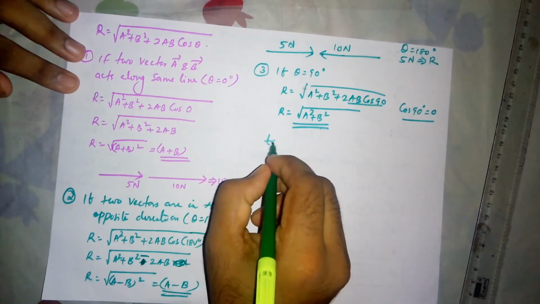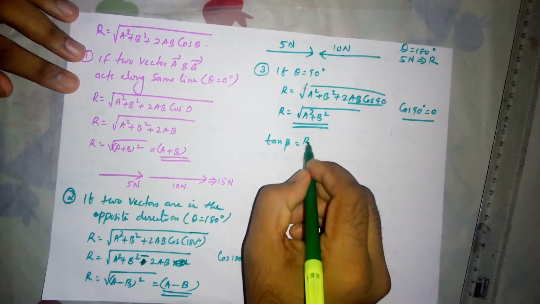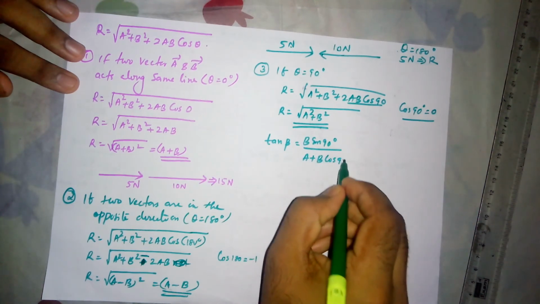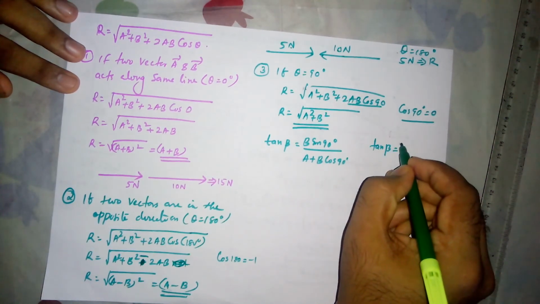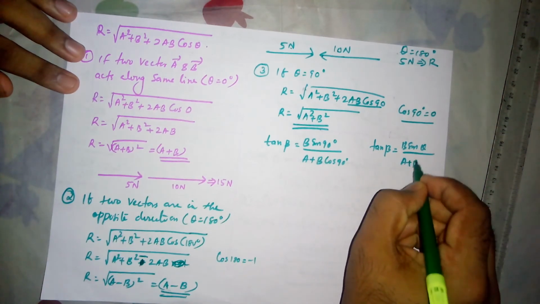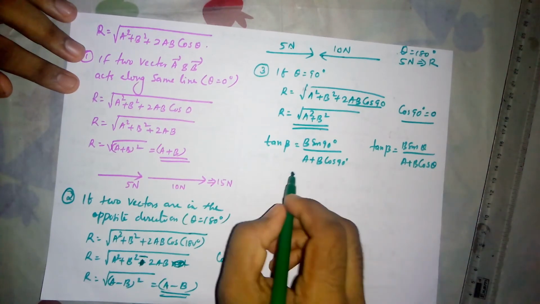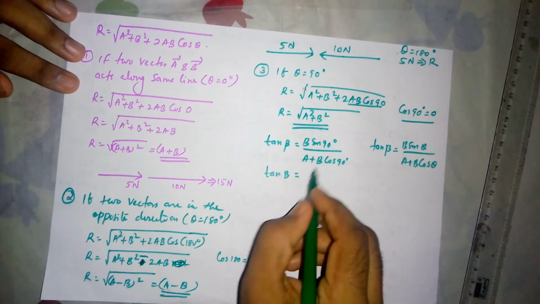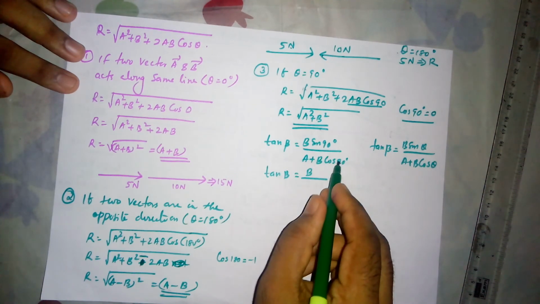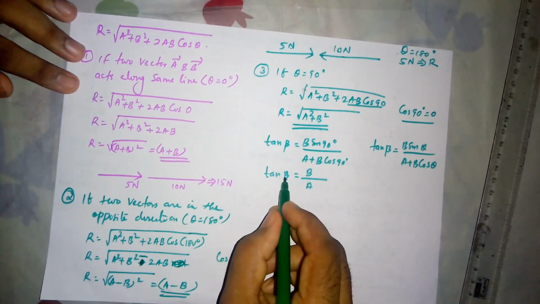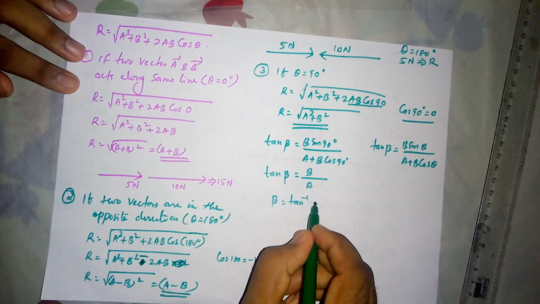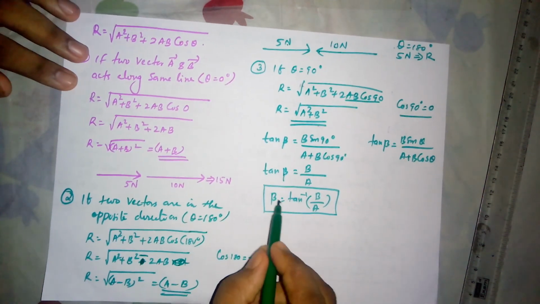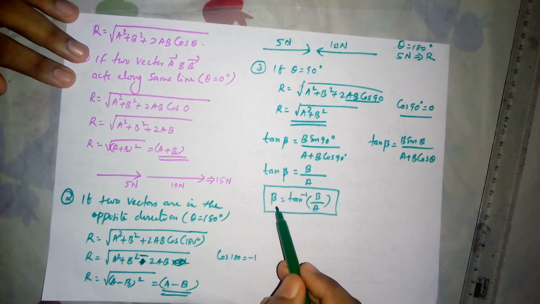Now what is the direction in this case? Let us find out the direction. Tan beta is equal to what? Tan beta is equal to b sin 90 degree divided by a plus b cos 90, because our general expression is tan beta is equal to b sin theta divided by a plus b cos theta. We know what a, b and theta are, right? So tan beta is equal to b sin 90, and sin 90 is equal to 1, so b into 1 is b, divided by a plus b cos 90. Cos 90 is equal to 0, so b cos 90 will become 0. Only a will be there. So tan beta is equal to b by a, or beta is equal to tan inverse b by a. This will be the direction, which means the direction can be found by using this.